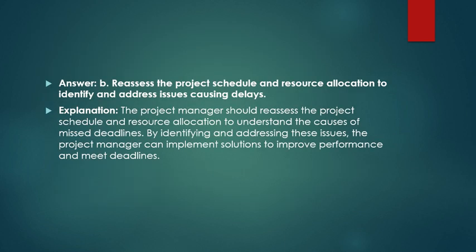Answer is reassess the project schedule and resource allocation to identify and address issues causing delays. The project manager should reassess the project schedule and resource allocation to understand the cause of the missed deadlines. By identifying and addressing these issues, the project manager can implement solutions to improve performance and meet deadlines.